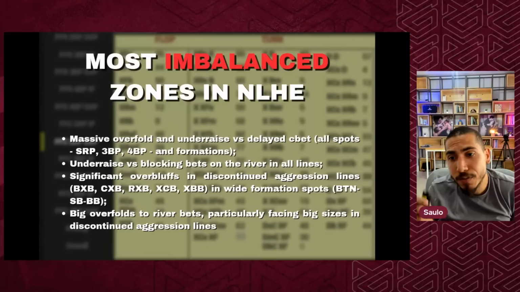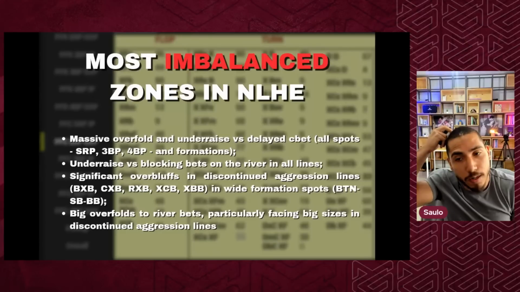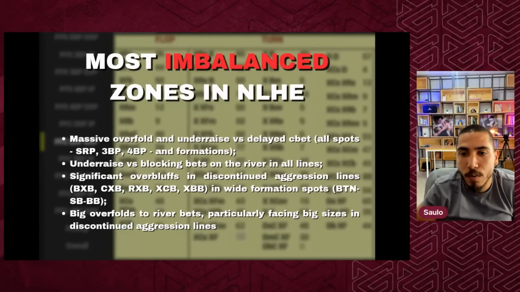Then you have under-raising versus blocking bets on the river in all lines. This is a sick deviation that people have where they face a small bet, but they can't raise it enough relative to solver. It happens in all river lines, all river lines that I compare solver data to population data, where you'll see that happen.